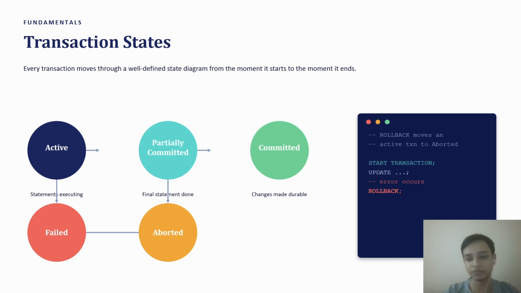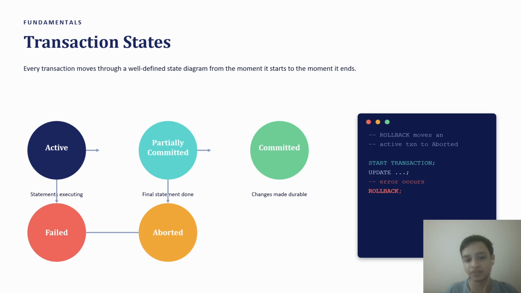So after creation, the transaction goes into the active phase. The transaction is being implemented in the system. So there are states like partially committed. If the transaction is complete without fail, then the active state goes to the committed state. If the transaction is on pause, then it goes to the partially committed stage, which says that some statements of the SQL are committed, not all.